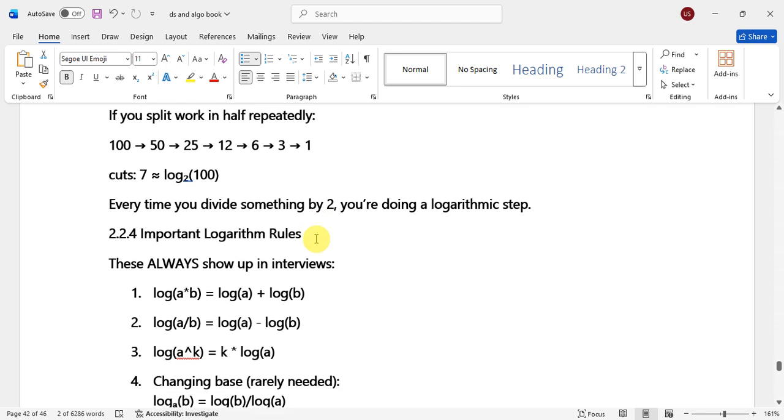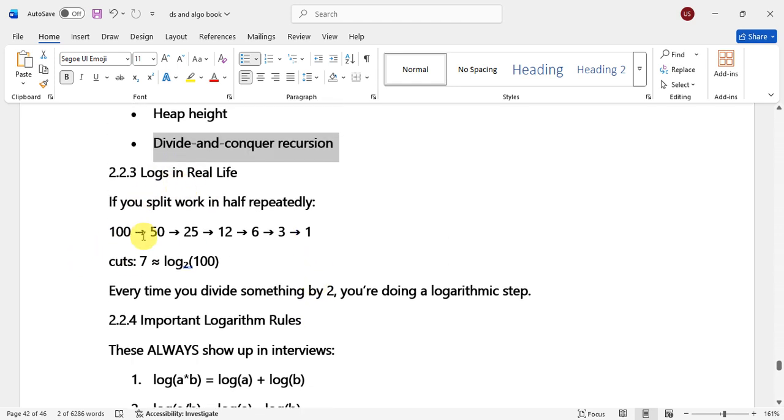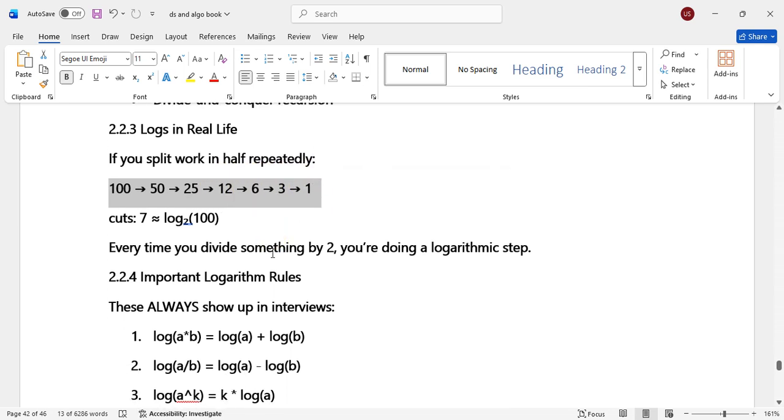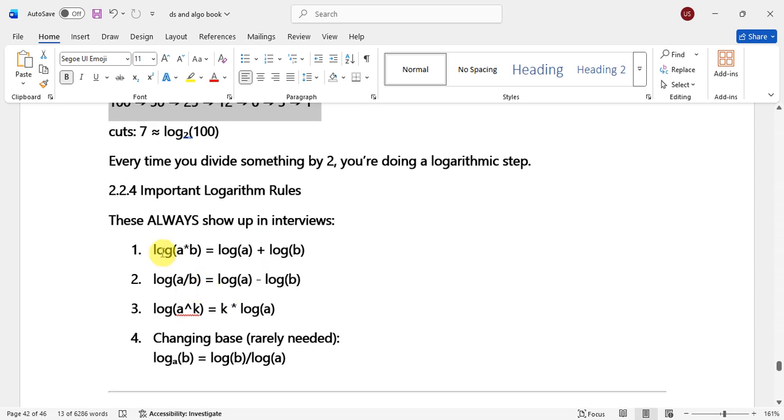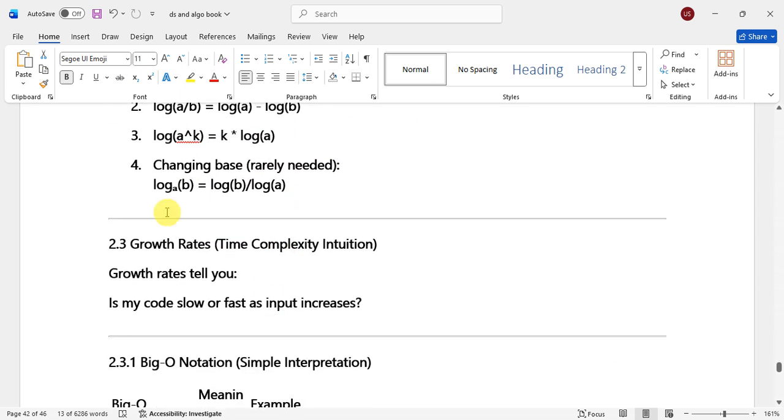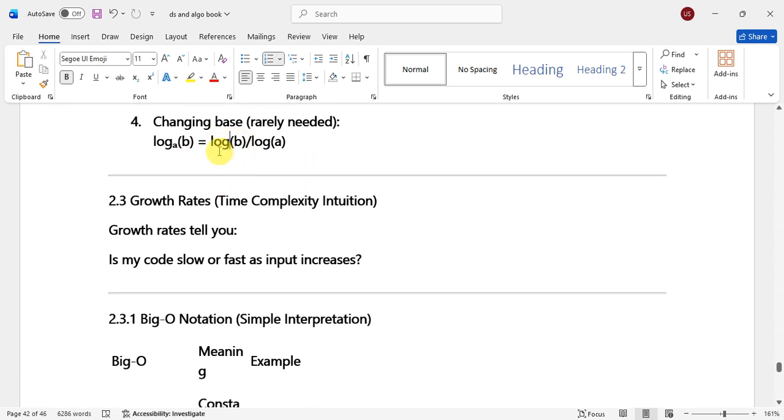So logs in real life: if we split the work, then it is log actually. And this is the important log formula: log a into b is log a plus log b, log a by b is log a minus log b, and we can give any base for the log also.